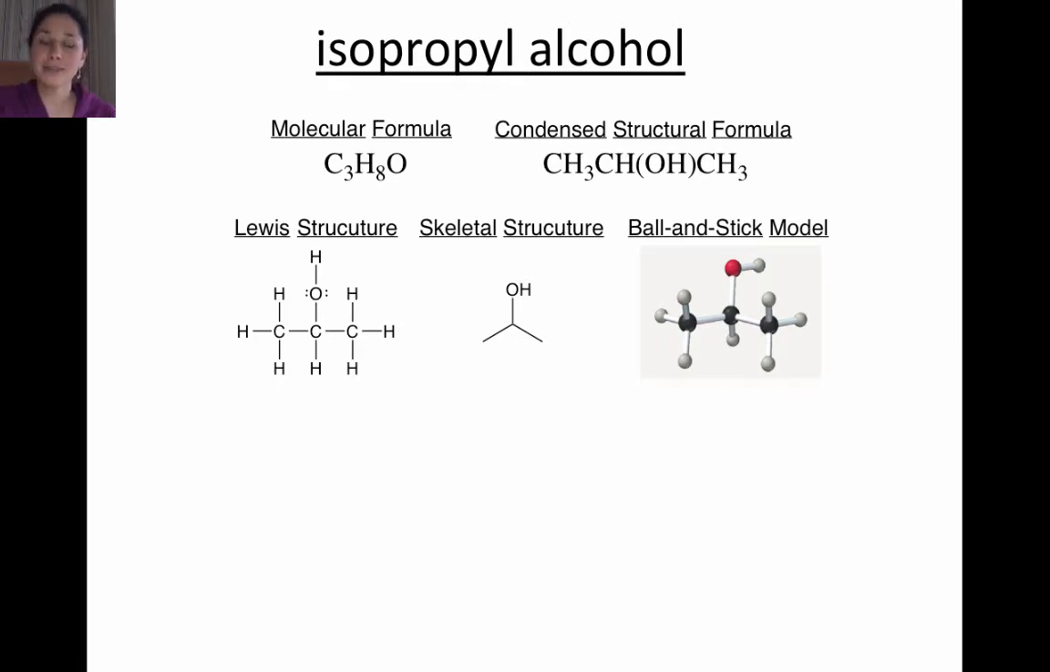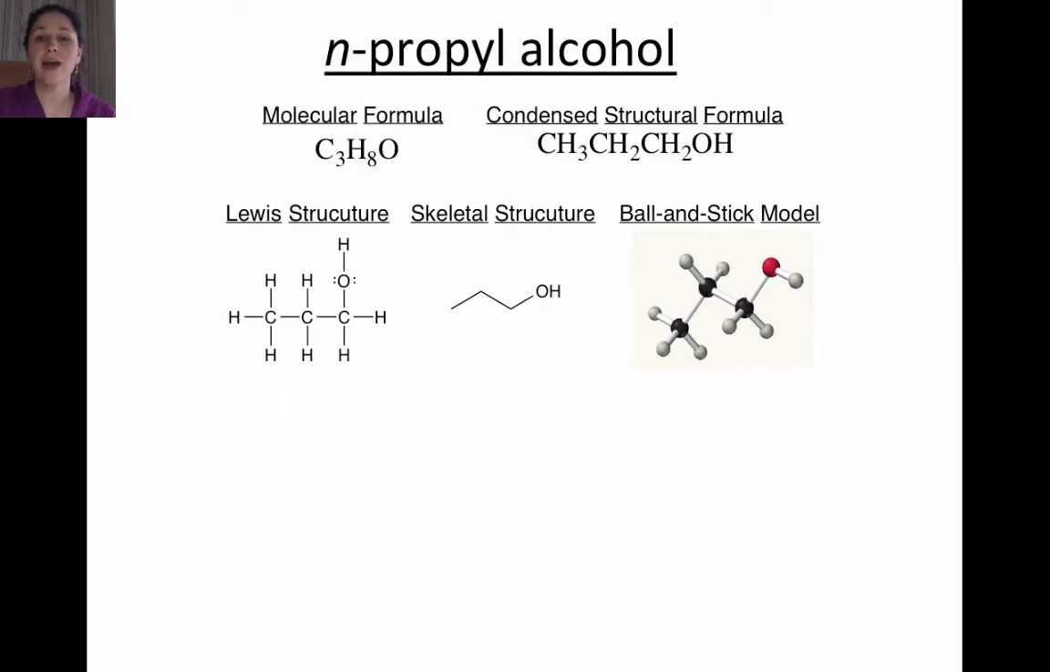All right, so on your activity, you have isopropyl alcohol and you have N-propyl alcohol. So these are 2 different chemicals that are very similar, but they're not the same thing because they have a different connectivity of the atoms. And the different connectivity is represented by 4 of these representations, but not 1 of them. So the molecular formula doesn't tell you anything about the connectivity, but the condensed structural formula, the Lewis structure, the skeletal structure, and the ball and stick model show you that this molecule has 3 carbons attached to each other, and the end carbon is attached to an oxygen.